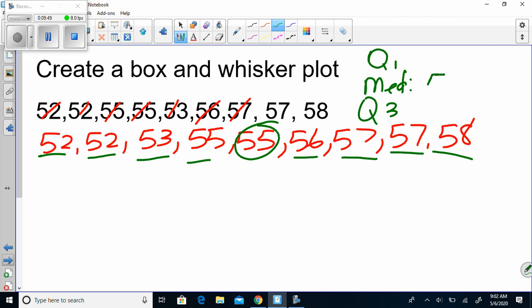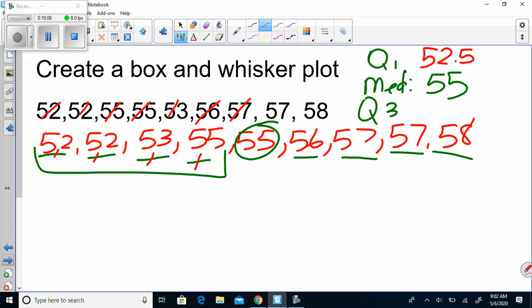So see how I try to keep track of my data all the time. So again, using this part of my data, 53 and 52, I add those together, I get 105. 105 divided by 2 is 52.5, my Q1. This end for my Q3. Use that one. Oh, look, these two here are nice together, so I know that would be 57.